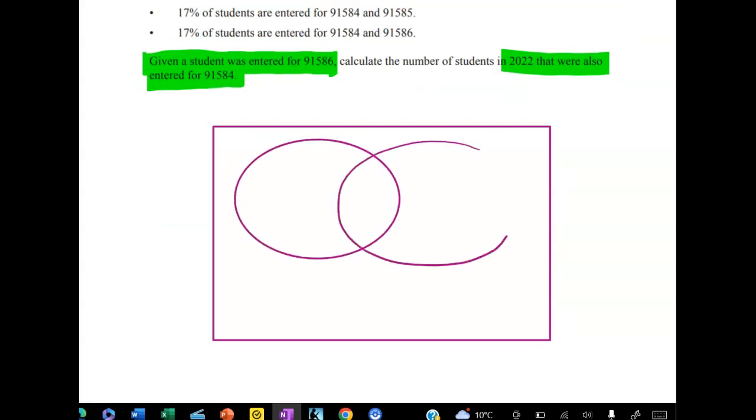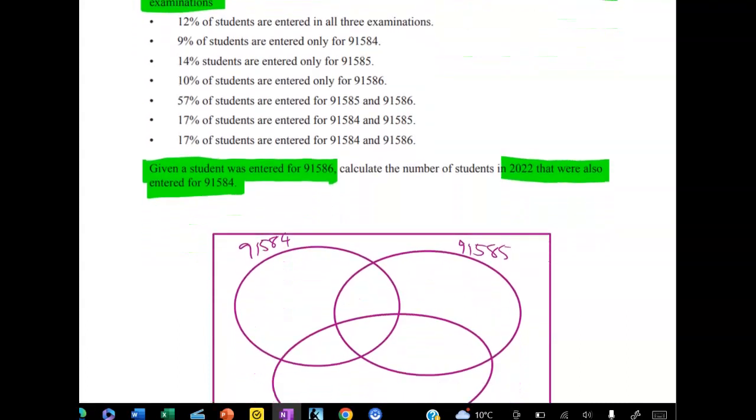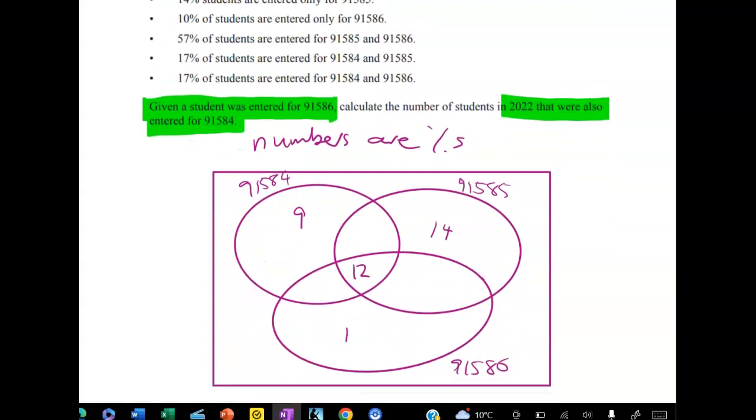So let's do a Venn diagram. Look at those beautiful ellipses. It doesn't matter which way we go, but I did it with 91584 here, 91585 here, and 91586 here. So let's just enter the data. 12% are entered in all three. I'm going to do these as just numbers, and I might just say that the numbers are percentages. 12% there, 9% are entered only for 91584, 14% only for 91585, 10% here. It's a very easy Venn diagram. It's kind of a weird question.